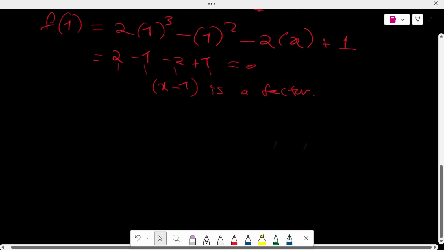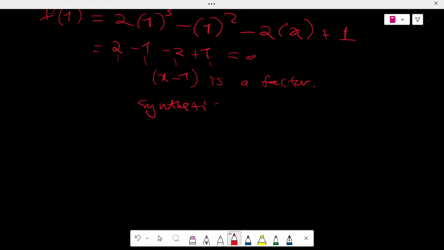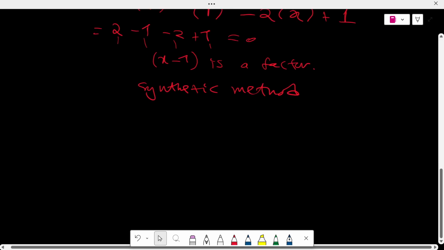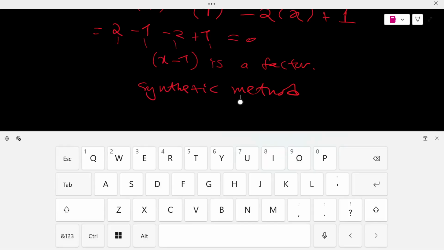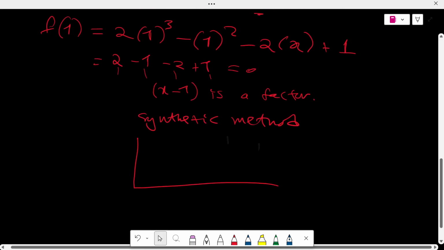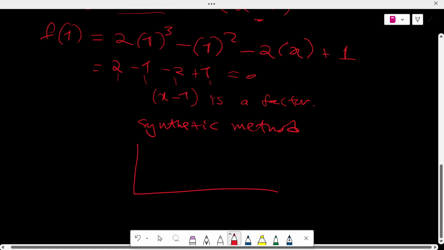Okay, then once you find one factor, what you go to is called the synthetic method. Basically with this method, we're reducing this polynomial to a lesser power. Since we have power 3, reducing it will mean we're going to remain with power 2. So what we do is we draw something like this, and then we draw the powers of the original function which we are trying to reduce.